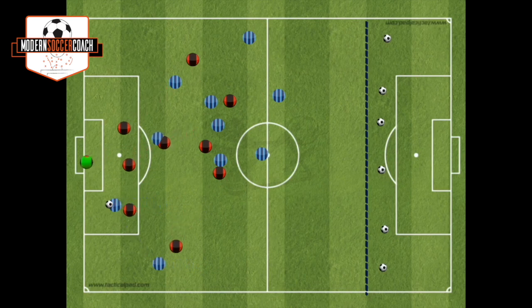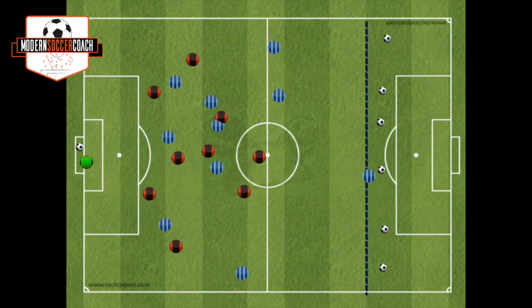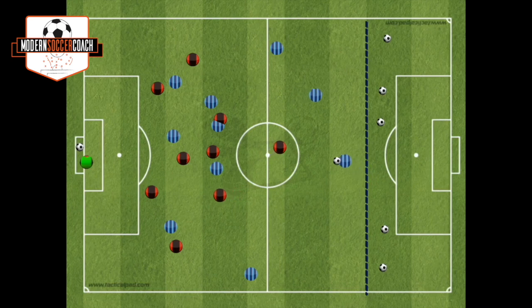So after every attack, which this one results in a goal, they've got 6 seconds then to sprint back and get another ball. Then they have 6 seconds to get over the halfway line. If the red team win possession, they can score 1 point with 6 passes, or they can score 2 points by getting into the opposition half.